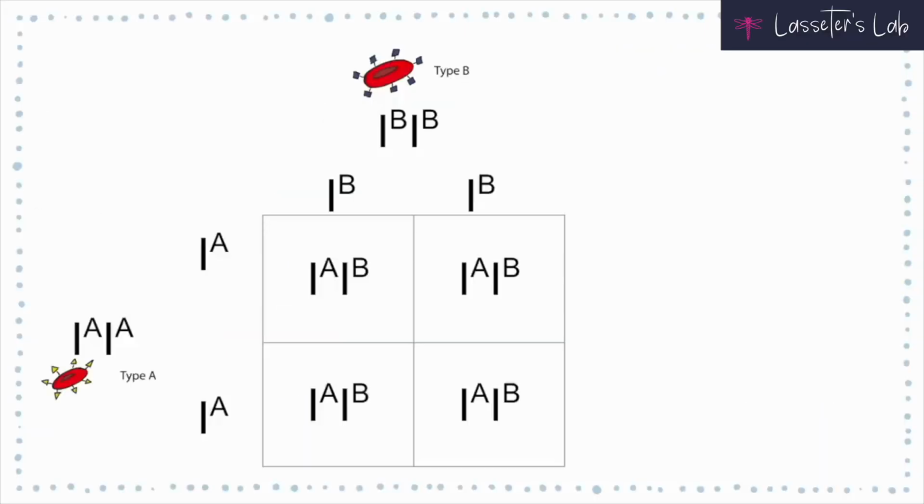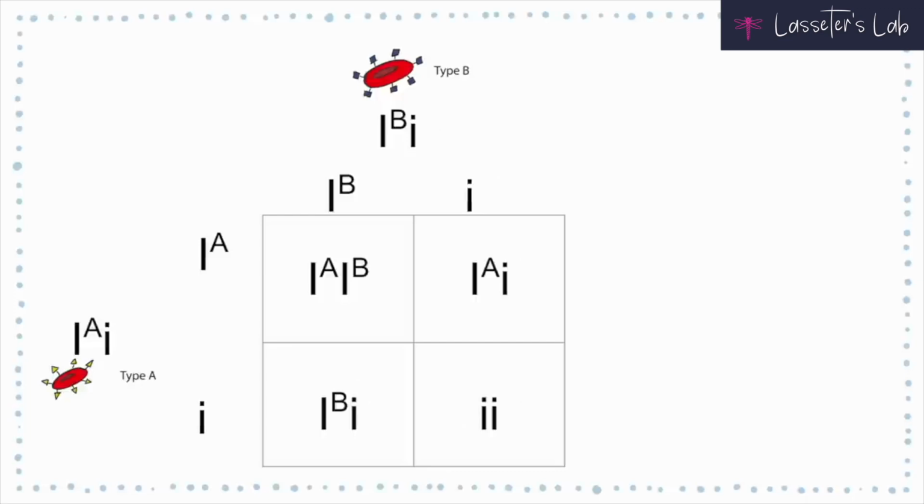Here would be how you would set up a cross for a type A homozygous individual and a type B homozygous individual. So we would put their genotypes on either side of the Punnett square, and it looks like if these two individuals crossed, we would have 100% chance of their offspring ending up to be type AB blood.